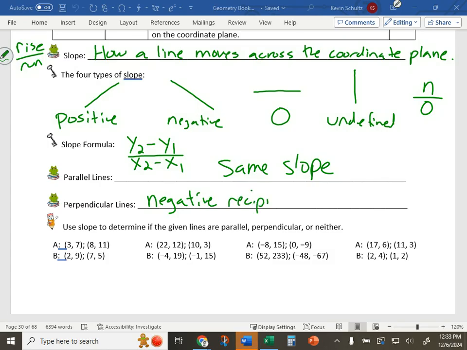Which basically means the fraction is flipped and the sign changes. Okay? So if you have a slope of a over b, a perpendicular line will have a slope of negative b over a, and vice versa. If your slope is negative b over a, it'd be a positive a over b, something that is perpendicular to it. Okay? So your job in this objective is to use the slope formula to find the slope of lines A and B, and then determine, based on their slopes, are they parallel lines? Are they perpendicular lines? Or are they neither one of those special things, they're just lines?